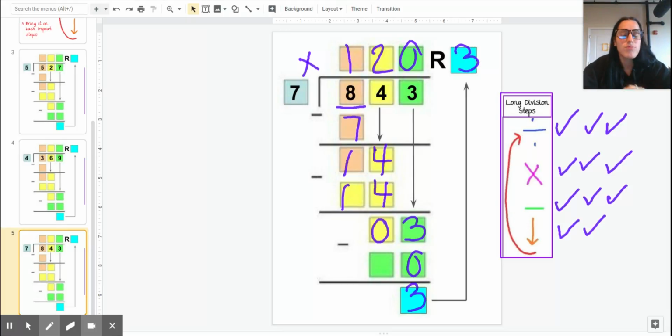So I'm going to write 3 up top to give us a quotient, an answer of 120 and a remainder of 3. All right, so I hope these examples help you out with today's assignment.